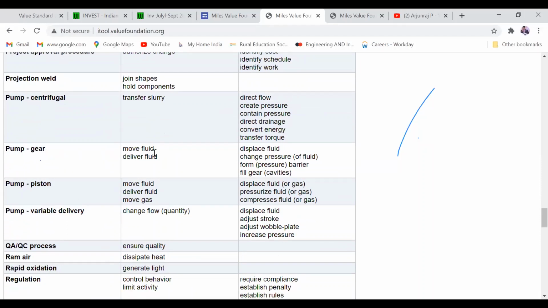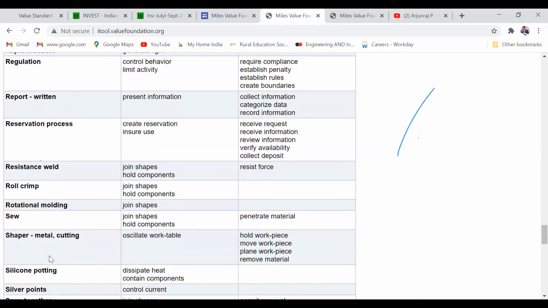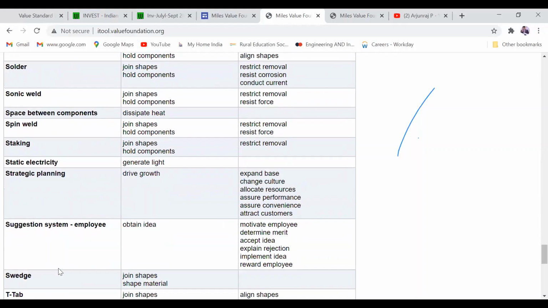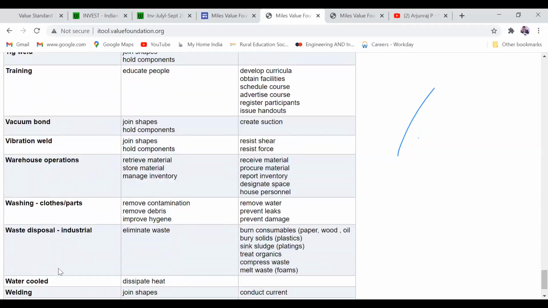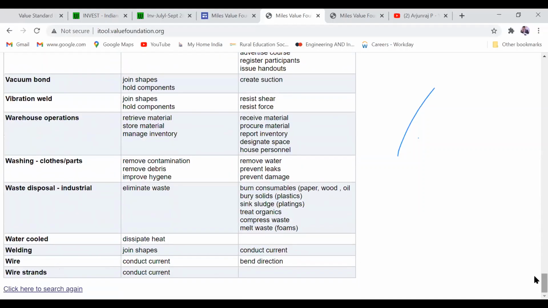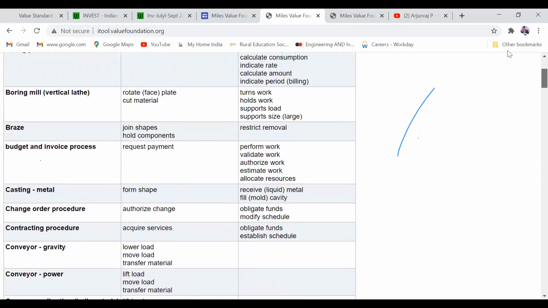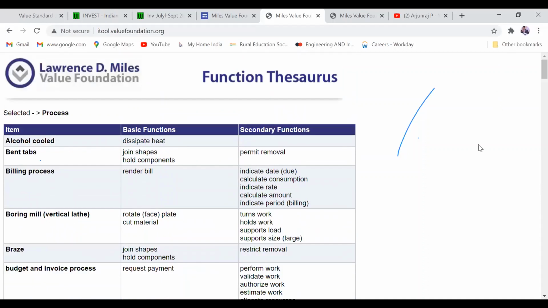The gear pump is used to move the fluid, deliver the fluid. See, self-explanatory. You can look into it, because it takes one day to explain in detail. So I don't want to go in depth. Good.